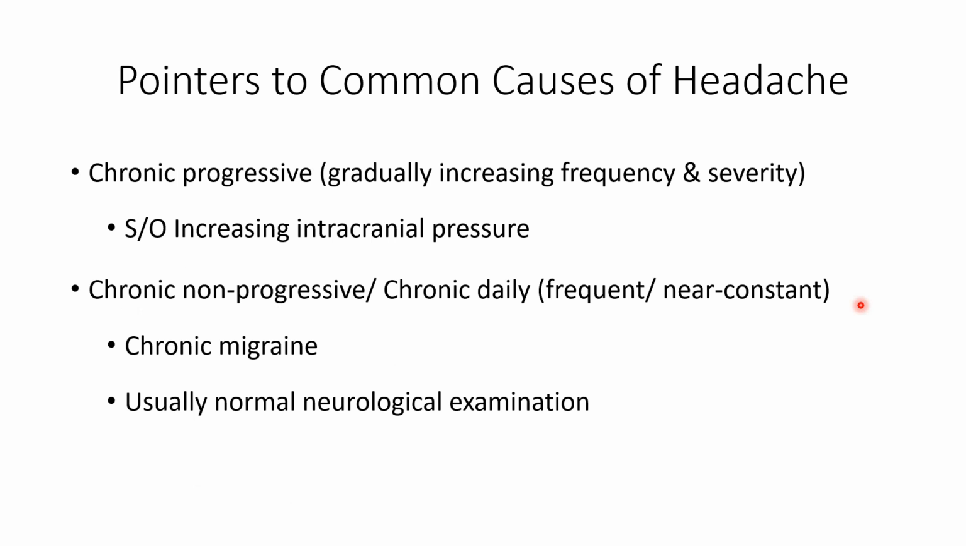If the child has chronic progressive headache, that is a gradually increasing severity and frequency of the headache, it may be suggestive of increasing intracranial pressure. Here we would need to examine and further evaluate the child. If there is chronic non-progressive headache or a chronic daily headache, that is, it is either frequent or near constant, this may be chronic migraine, in which we would usually see a normal neurological examination.